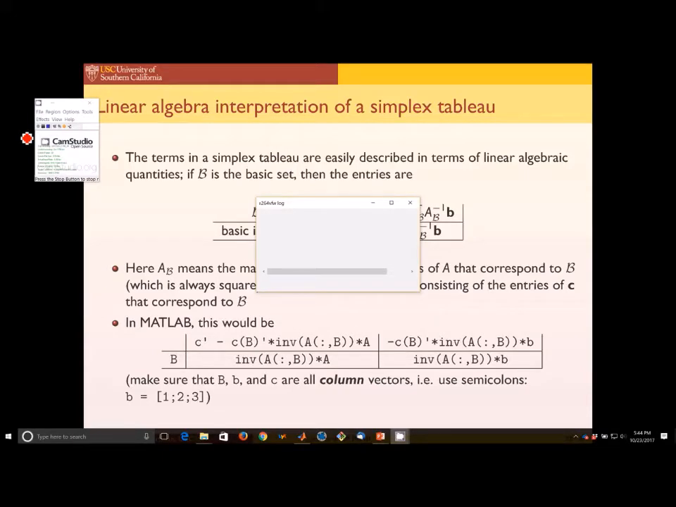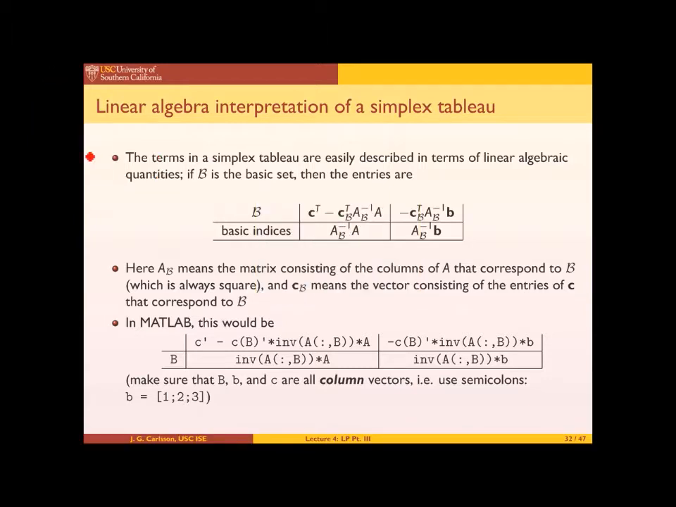Hello, everyone. This is our last lecture involving the simplex method. I'm going to talk about sensitivity analysis, which is using duality to understand what happens to the solution to a linear program when you alter the input parameters.